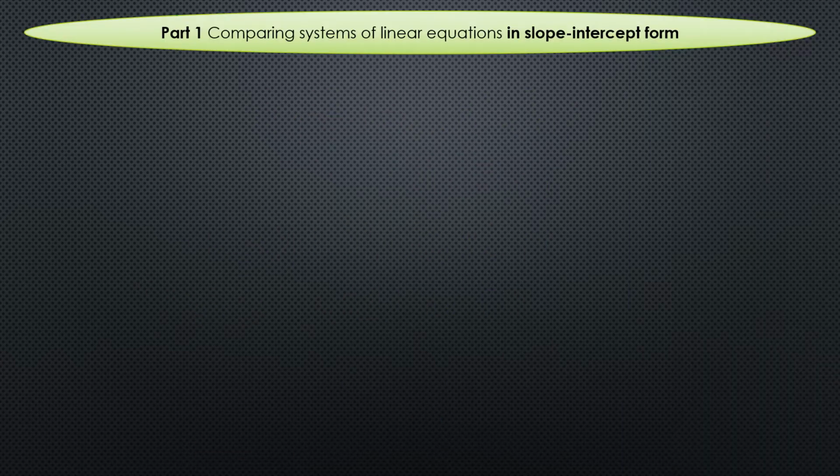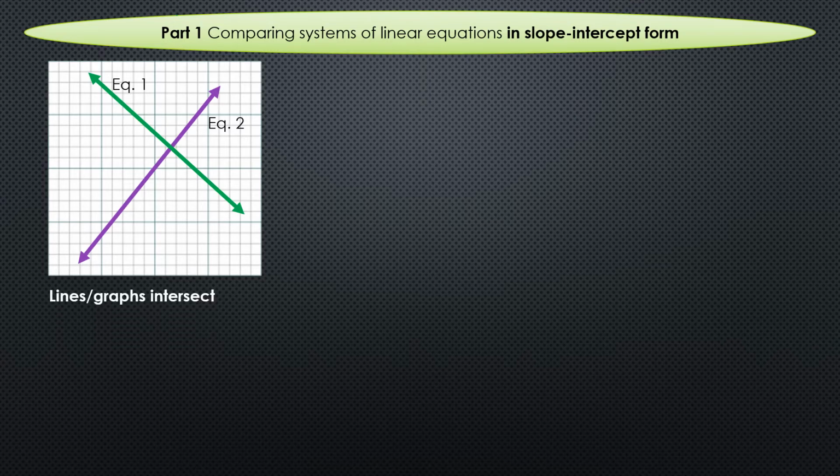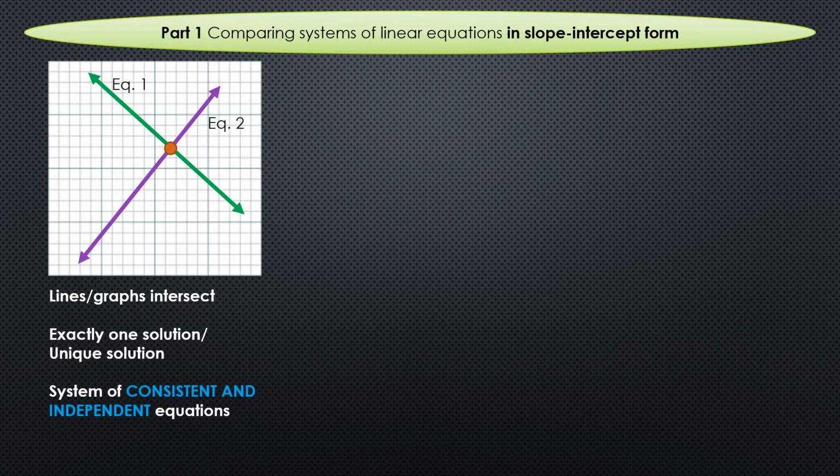Part 1. Comparing systems of linear equations in slope-intercept form. Line 1 is our equation 1 and line 2 is our equation 2. As you can see, the lines or graphs intersect. Therefore, there is exactly one solution or unique solution. That is the intersection of the lines. This system is called consistent and independent. And if you want to compare the slopes and y-intercepts, the slopes here are not equal, and the y-intercepts can be equal or not equal.